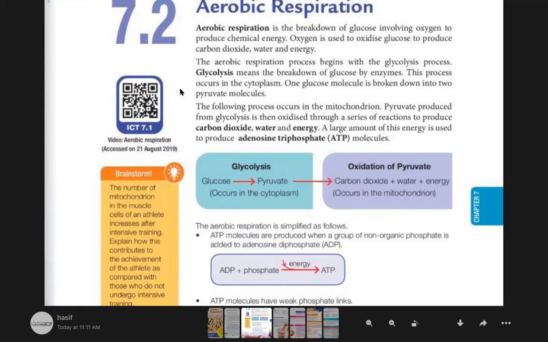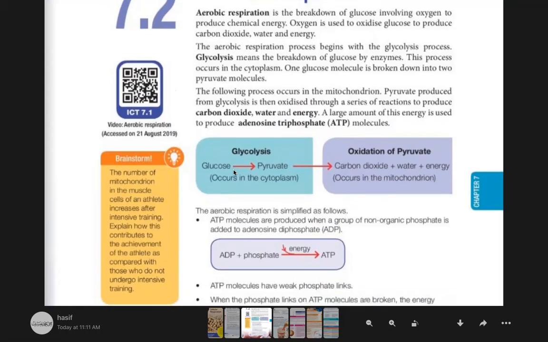Cytoplasm tu kat mana cikgu? Cytoplasm tu inside the cell. Okay, so one glucose is breakdown into two pyruvate molecule. So pertama sekali, before in aerobic respiration, first step dia adalah glycolysis. Yang mana glucose tu will be broken down into pyruvate. And this one will happen in the cytoplasm. Boleh faham tak?